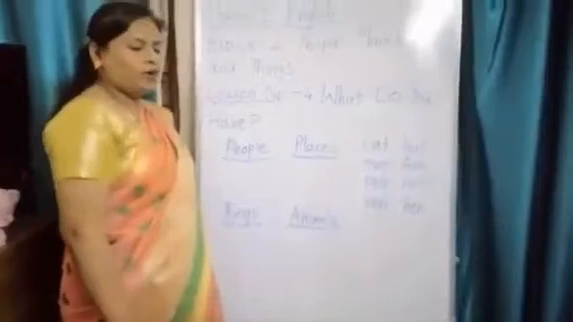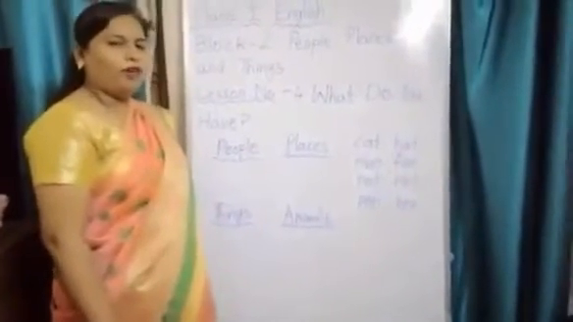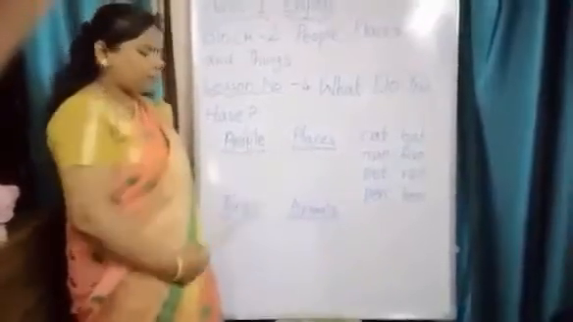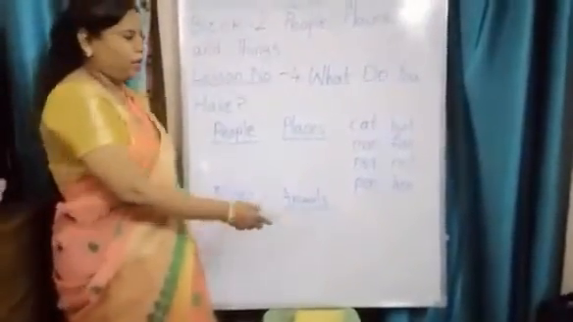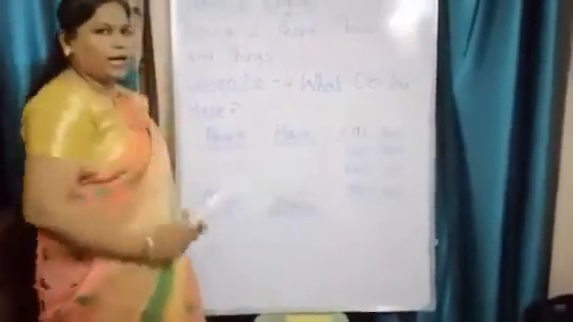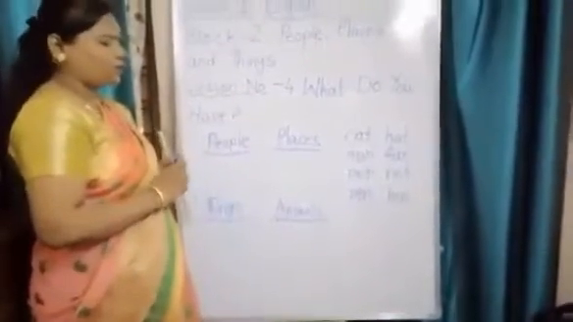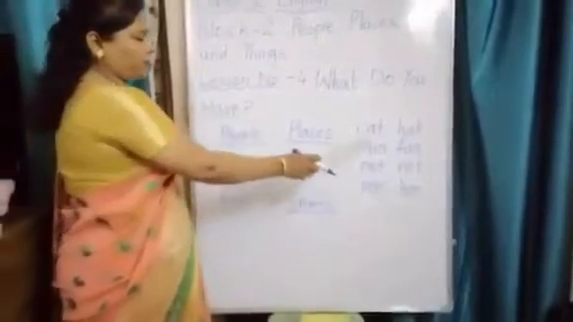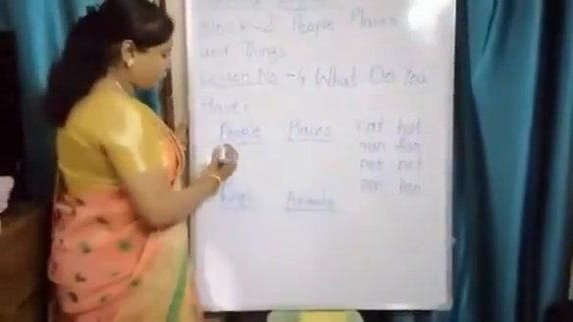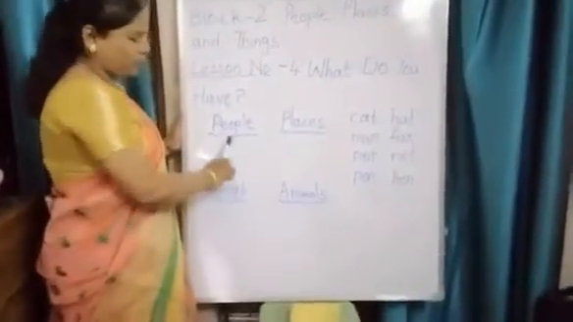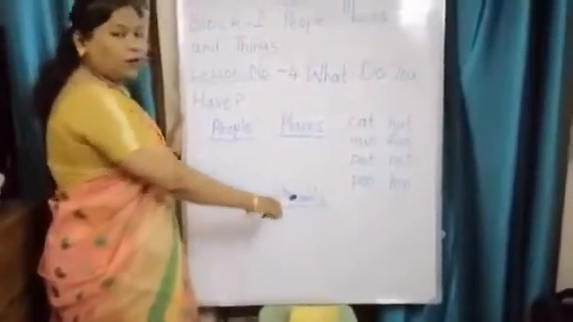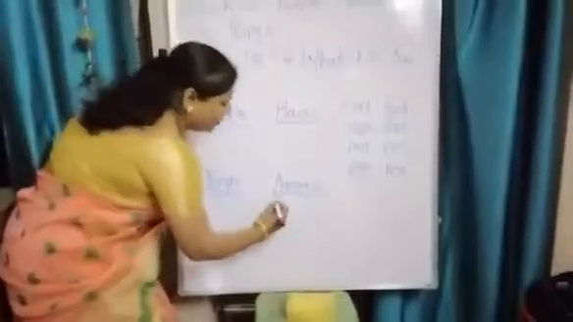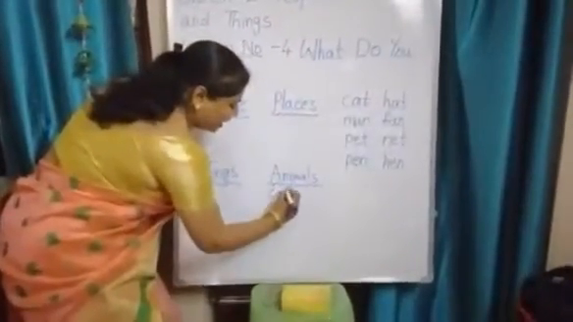Children, there are many ways of sorting the words. One way of sorting the words is by people, places, things, animals. Okay? All these are naming words. Let us see which column they will come under. Now, what is the first word given here, children? Cat. So, cat comes under which column, children? People, places, things or animals. Cat is an animal, no children? So where will we write? We will write here. C-A-T, cat.